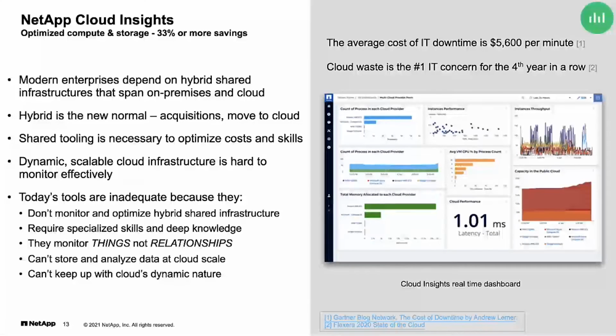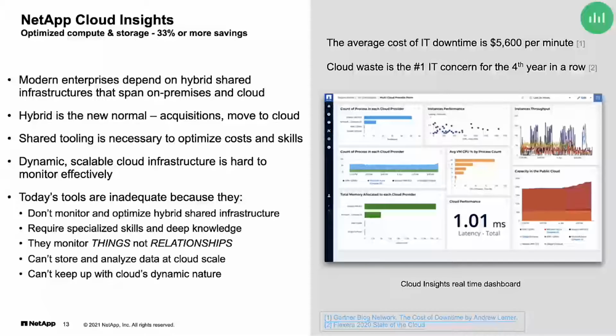So the average cost of IT downtime is $5,600 per minute. And cloud waste is the #1 IT concern for the 4th year in a row. Cloud Insights from NetApp is what modern enterprises use to optimize not just storage in the cloud, but also optimize compute workloads and even complex Kubernetes deployments in any cloud.